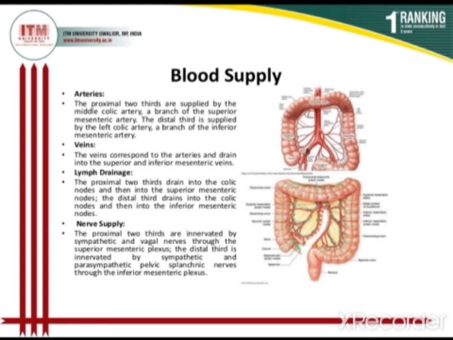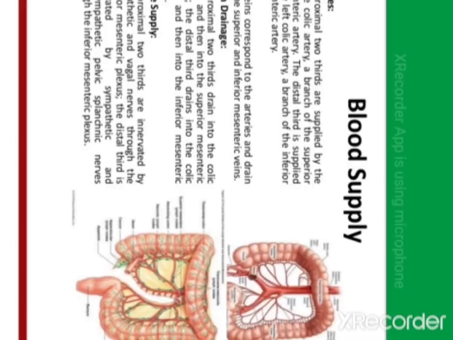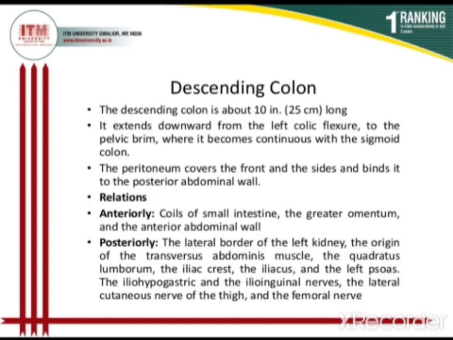The proximal two-thirds are innervated by the sympathetic and vagal nerves through the superior mesenteric plexuses, and the distal third is innervated by the sympathetic and parasympathetic pelvic splanchnic nerves through the inferior mesenteric plexuses. So this is all about the transverse colon. Now we'll go to the descending colon.